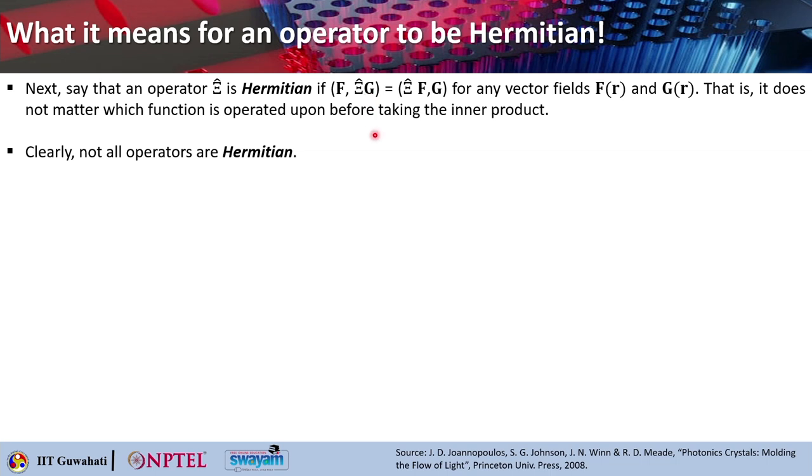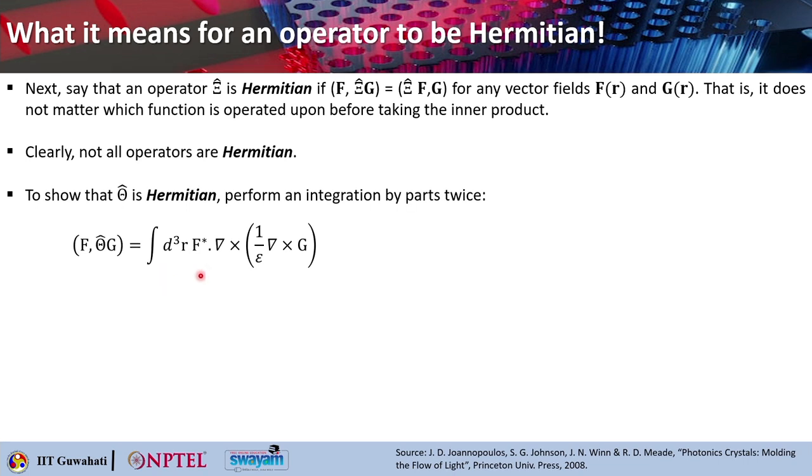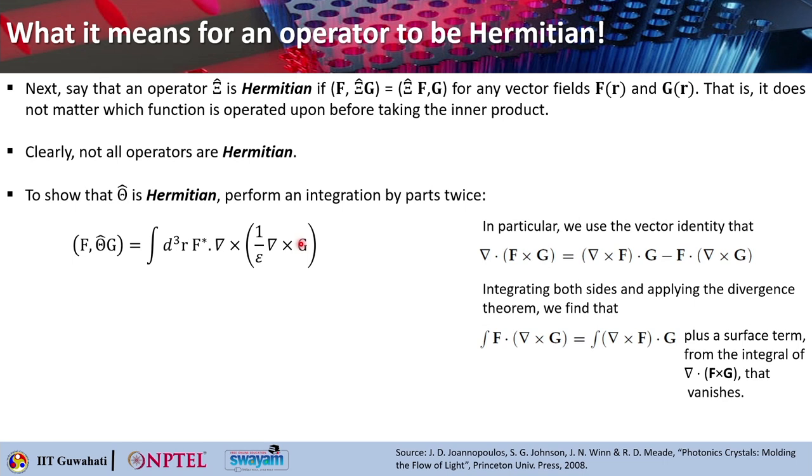Obviously, not all operators are Hermitian. Now, we have to show that the Maxwell operator theta cap is Hermitian. For that, we perform integration by parts twice. So you take f with theta cap g, and write down the inner product. This is your theta cap g. And here you can actually use two vector identities.